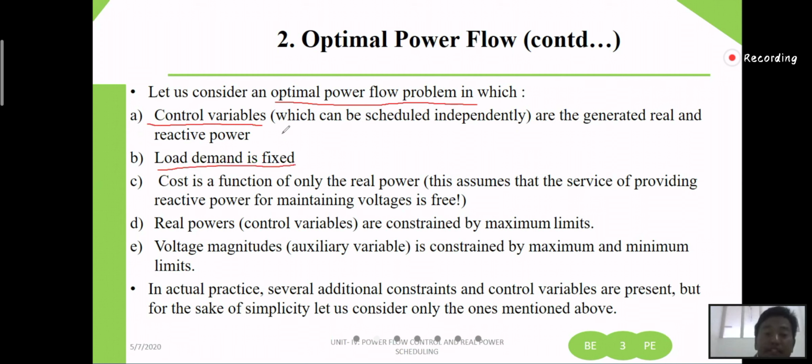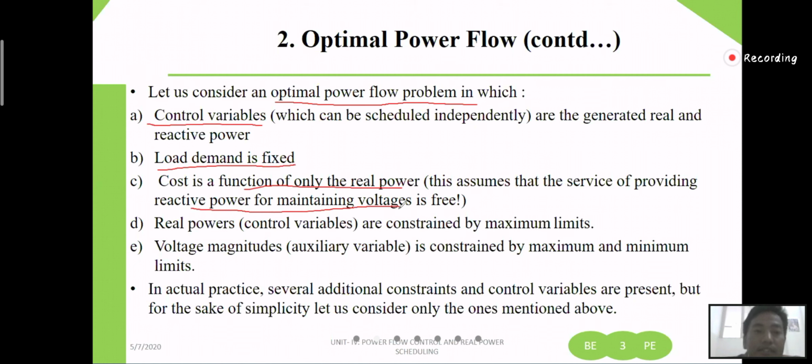First, control variables which can be scheduled independently are the generated real and reactive power, and then load demand is fixed. In a real case this demand is not fixed, but here for simplicity we'll do it first with a simple example. Load demand is fixed, then the cost function is a function of only real power again. So we will assume that providing reactive power for maintaining voltage is free. But in the real case, again, it is not free. So cost is a function of only real power.